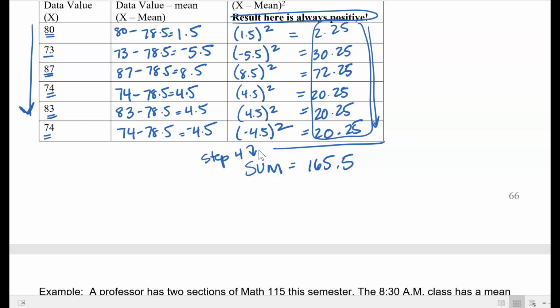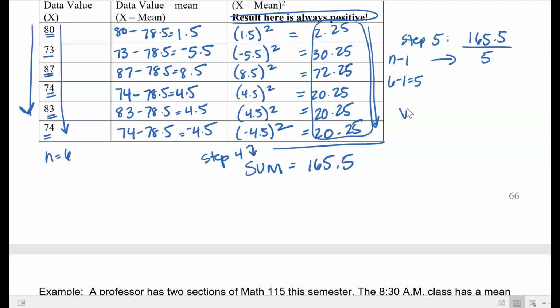Step 5 is we're going to divide 165.5 by n minus 1. In this case, n is 1, 2, 3, 4, 5, 6, so our n is 6 because there are 6 data values here. So 6 minus 1 is 5, so we're going to divide by 5. That's step 5, and that's going to be our variance. So our variance, if we divide those two numbers, is 33.1.